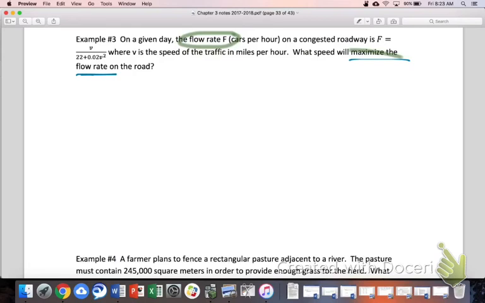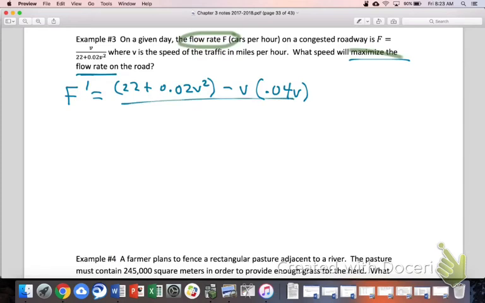So if you did do the quotient rule, you should end up with F prime is equal to, let's see here, low times D high, which is just 1 minus high times D low, which is 0.04 V, all over the square of what's below, 22 plus 0.02 V squared. Okay, so that would be a pretty important step for you to show. On a quiz or test, definitely be worth a point or 2, probably 2.